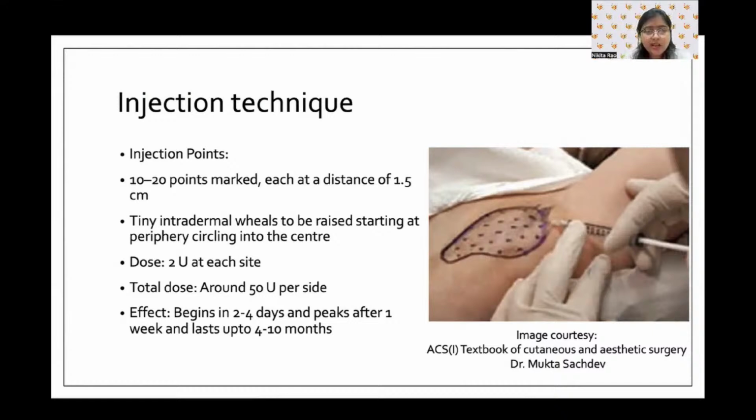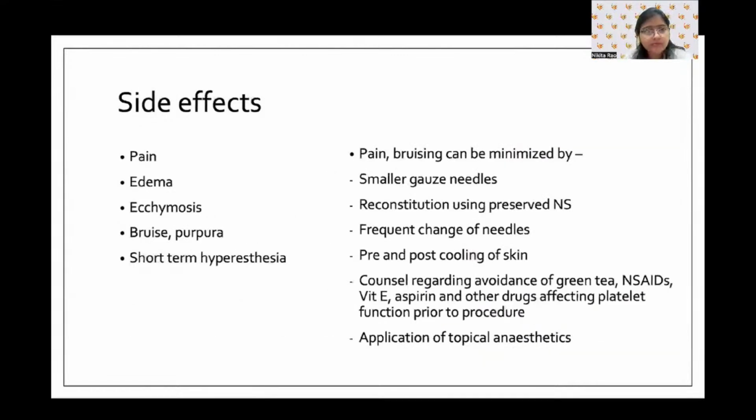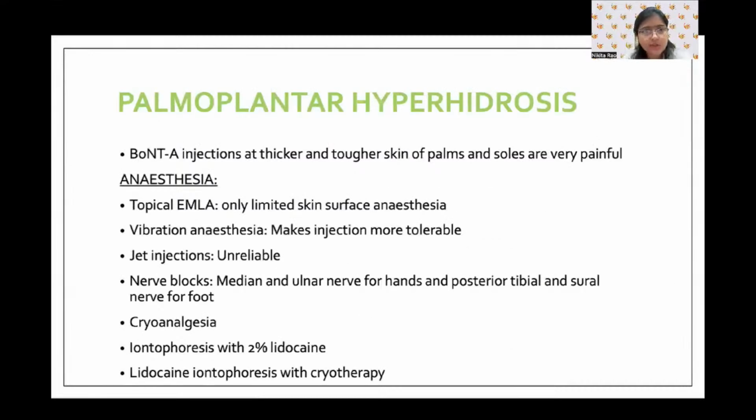The injection points are marked, some 10 to 20 points at a distance of 1.5 centimeters over the hair-bearing area of the axilla, and tiny intradermal wheals are raised starting from the periphery, circling into the center. A dose of 2 units at each site, a total of around 50 units per site. The effect begins in 2 to 4 days, peaks after 1 week, and lasts up to 4 to 10 months. Pain, edema, ecchymosis, bruise, purpura, and short-term hyperesthesia are some of the side effects encountered.